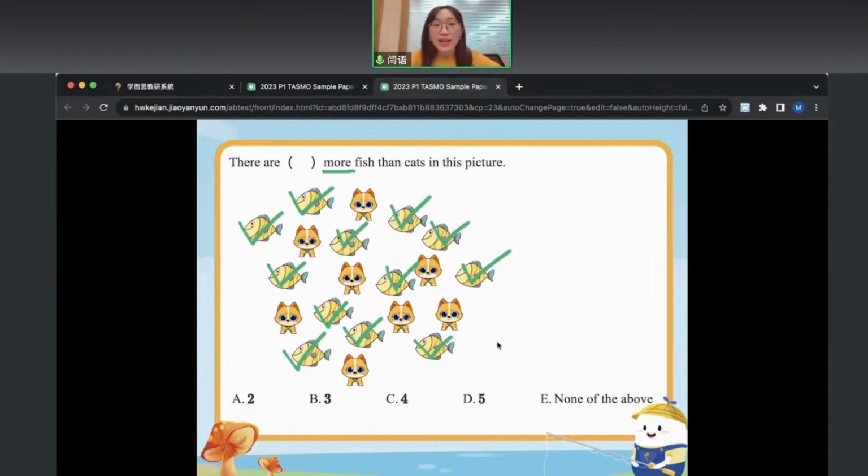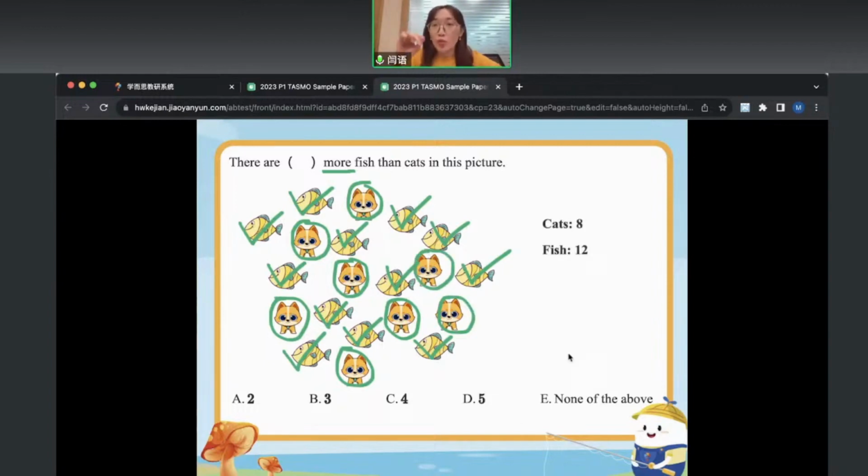And again, how many cats can you find? Look, we have 1, and then 2, and then 3, okay, and then move on, 4, and then 5, and then 6, 7, and 8. After you count, do remember to write it down. How many cats? Write it down, 8. How many fish? Write it down, 12.